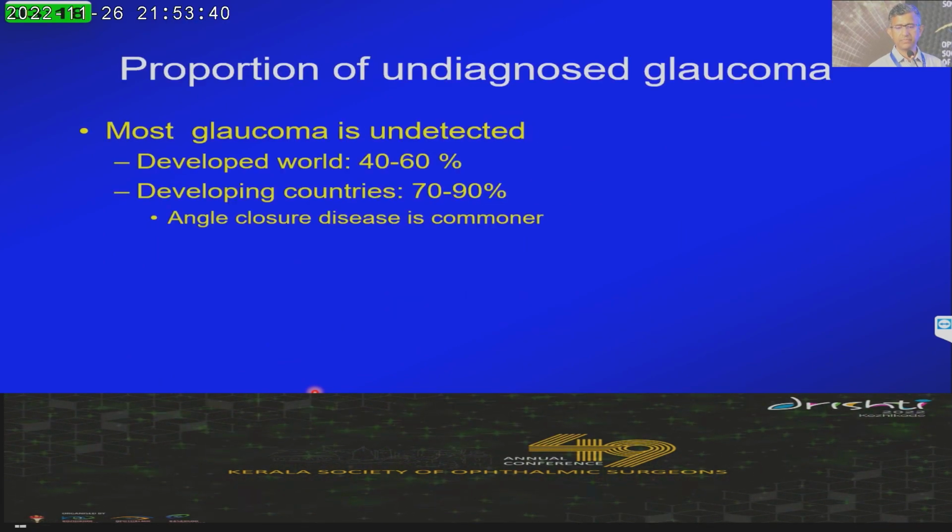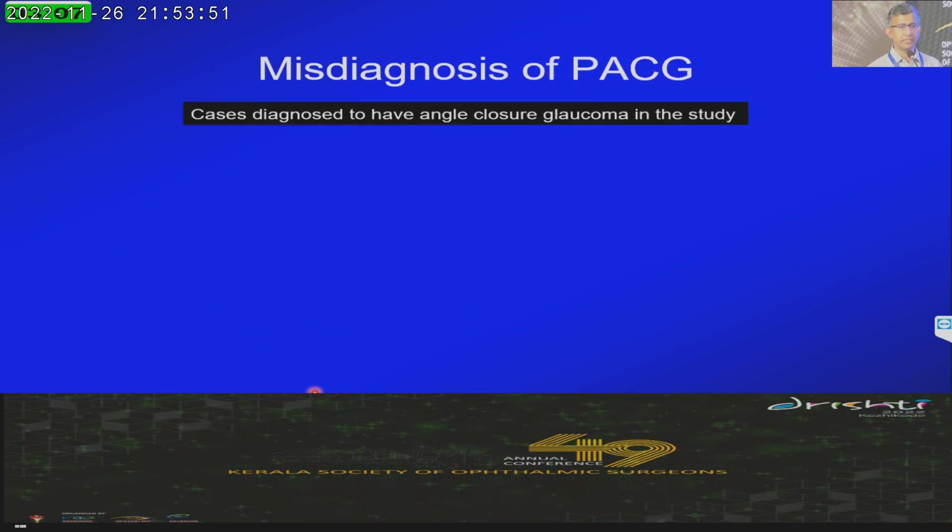So what are the other factors? One of the other factors that's really important is that most of the glaucoma that we know is undetected. In India, 90% of patients with glaucoma were undetected at baseline. And the other common issue that we had was misdiagnosis of PSCG.